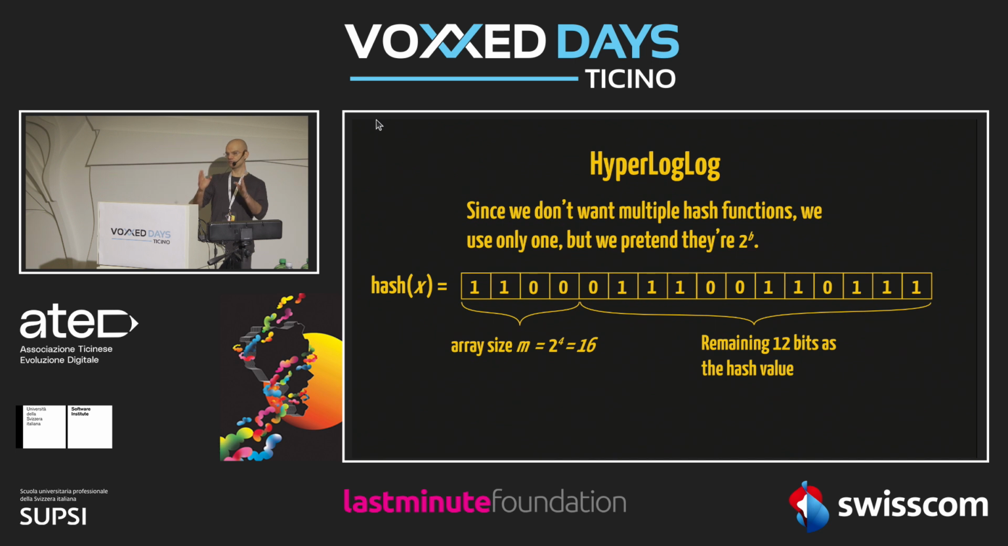We just take the first 4 bits and we pretend that these 4 bits represent a number, which in this case, with 4 bits, has 16 possible values, and this is like having 16 different hash functions. And then the rest of the representation is just the hash value itself.